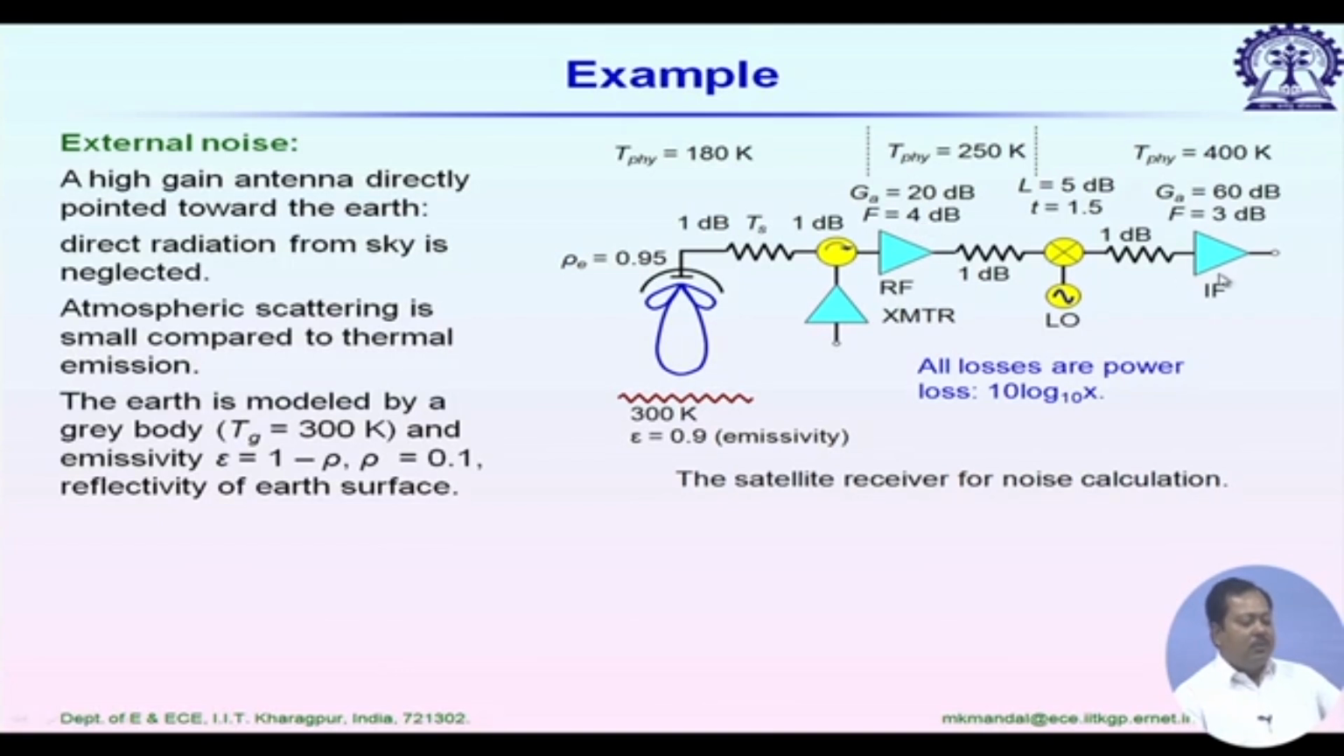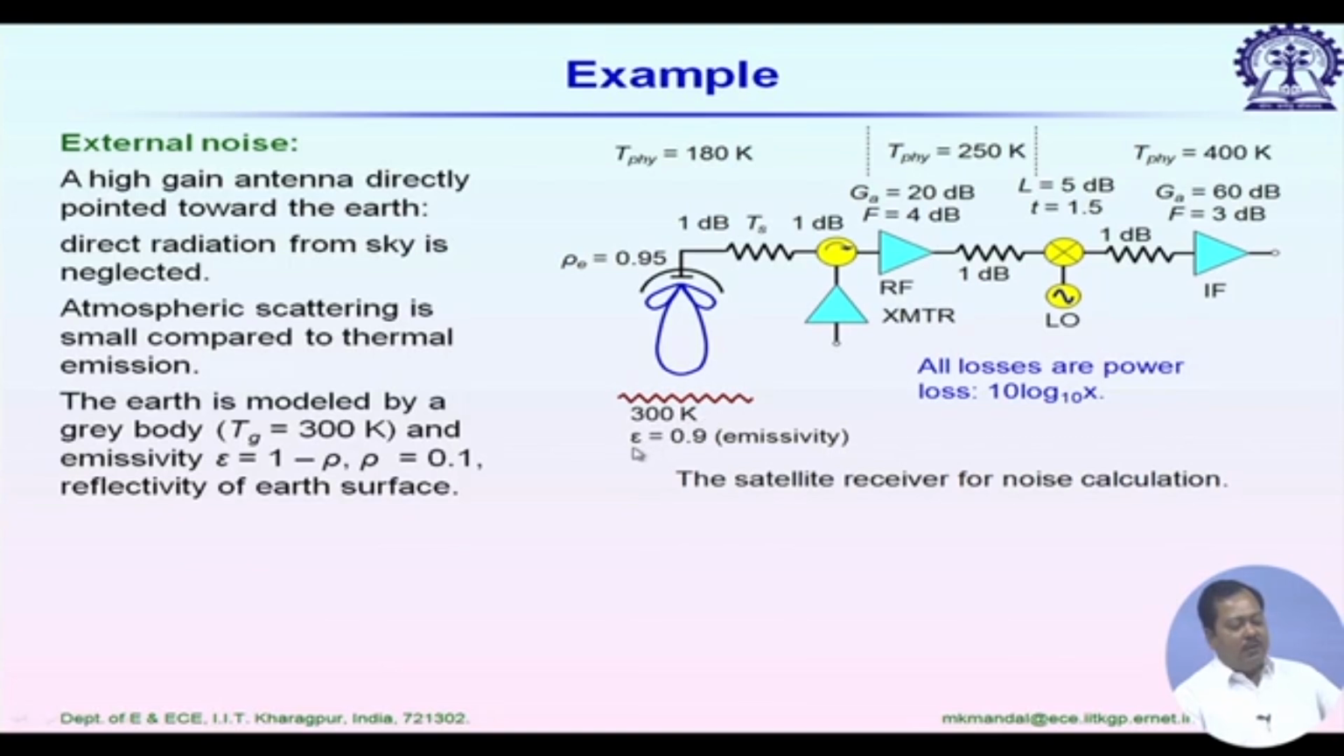Now what we have to do? We have to calculate what is the overall SNR. That also we can calculate if we can calculate what is the overall effective noise temperature TE of this system. So we will start from the source. Basically, before the antenna we have the source, the earth surface. The earth surface temperature is given as 300 Kelvin.